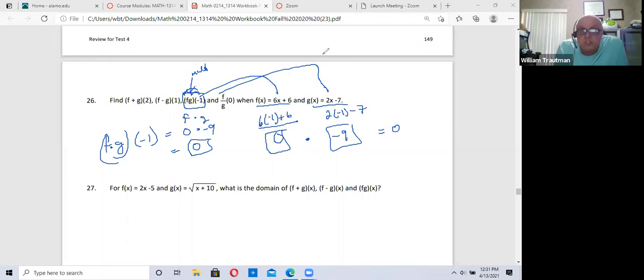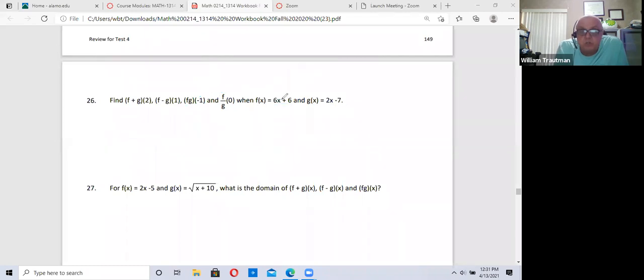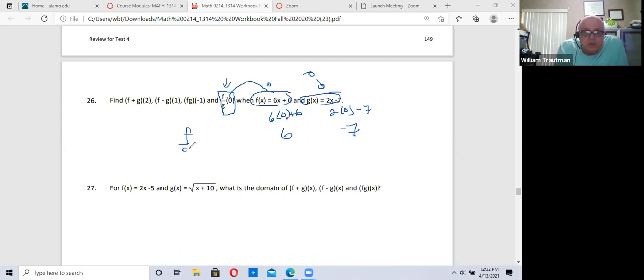All right, I want to do this one also. This says we're dividing the two functions. First, we're going to put 0 in each of these. We're putting 0 in each of these. 6 times 0 plus 6. When you do the math, you get 6. Put 0 in each of these. And when you do that, you get -7. This is f. This is g. So it says f over g of 0. So f is on top.